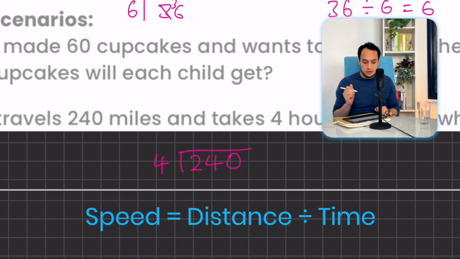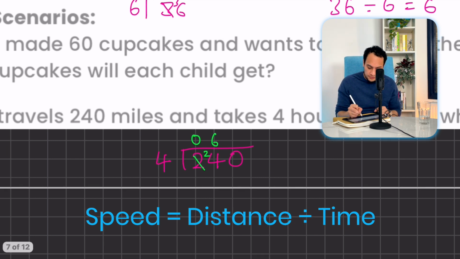4 into 2 goes 0 times. So I'm going to put 0 there, and we've got to place the 2 onto the next number. So 4 into 24 goes how many times? 6 times. So we're going to put 6 on top, and then 4 does not go into 0. So we're just going to put a 0 there. So our answer will be 60, and the unit would be miles per hour because it's a speed unit.